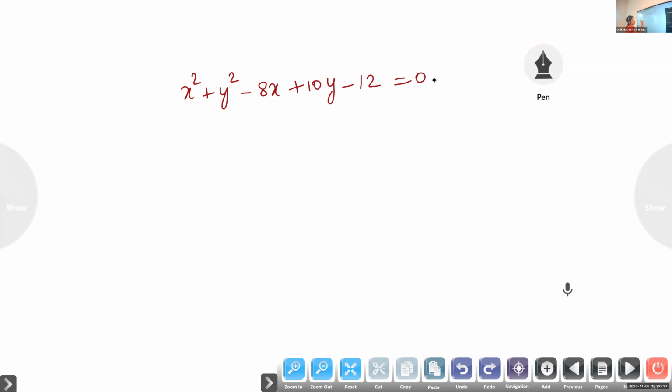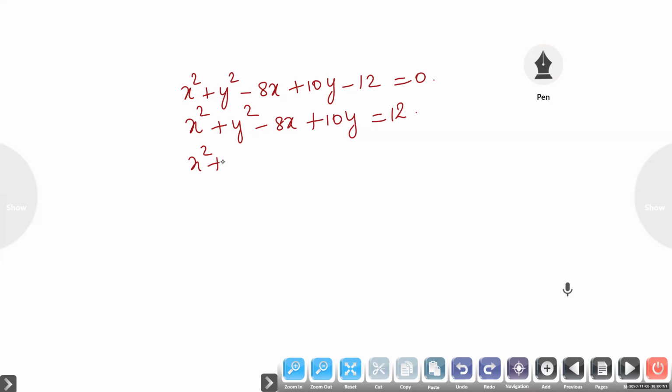Okay, so first step is you take constant term to other side. So, you will get x square plus y square minus 8x plus 10y is equal to 12. Next step: first we have to check whether the coefficient of x square and y square is 1. If it is 1, next step you rearrange. So, x square minus 8x plus y square plus 10y equal to 12.